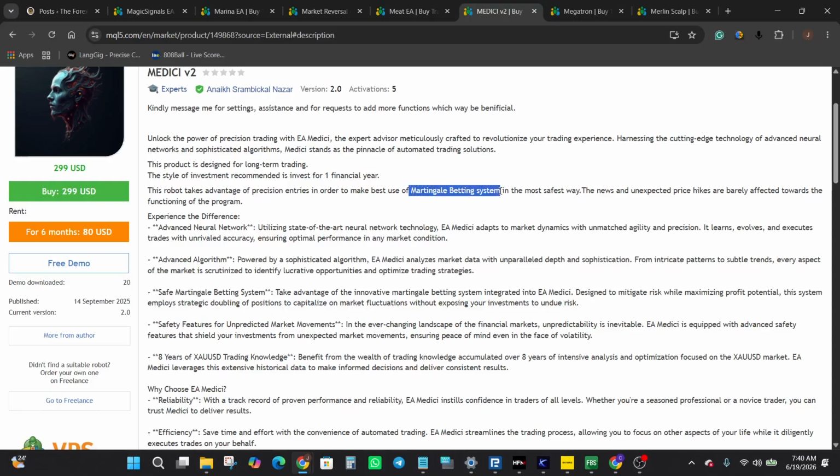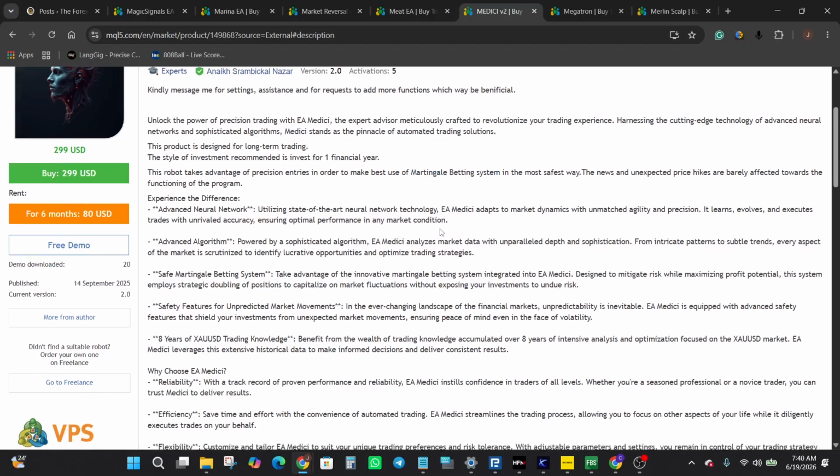The description states that the system aims to take advantage of precise entries while applying martingale techniques in what the developer refers to as a safer manner. The developer also notes that news events and unexpected price movements are said to have limited impact on the program's operation. Another key point highlighted throughout the listing is the use of neural network technology and advanced algorithms.